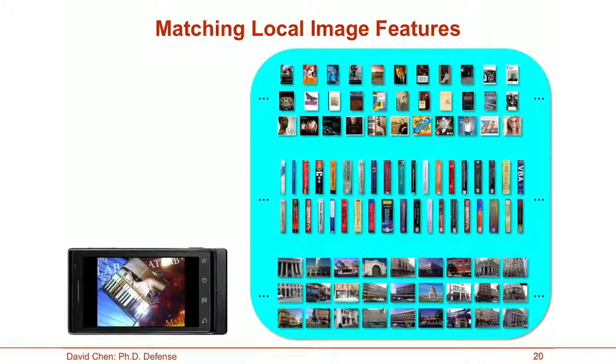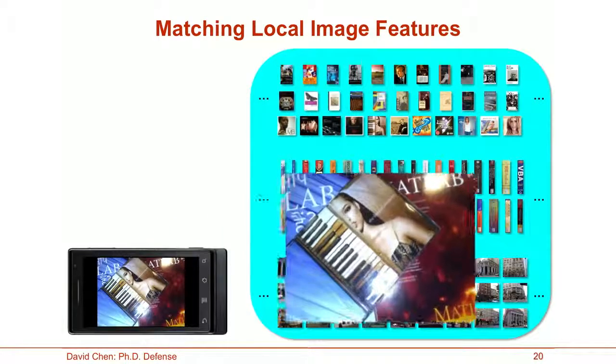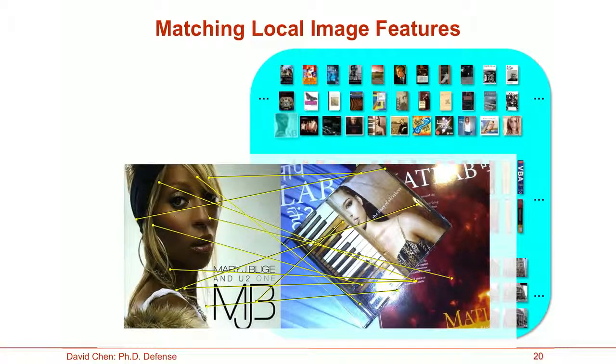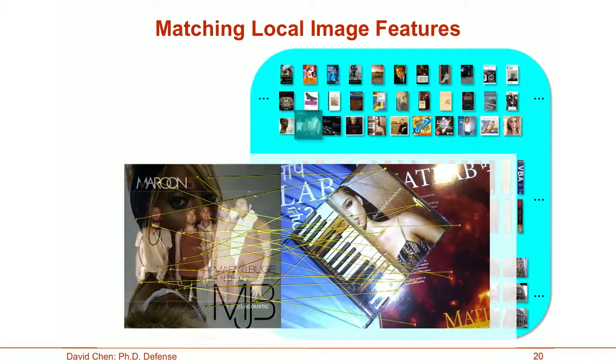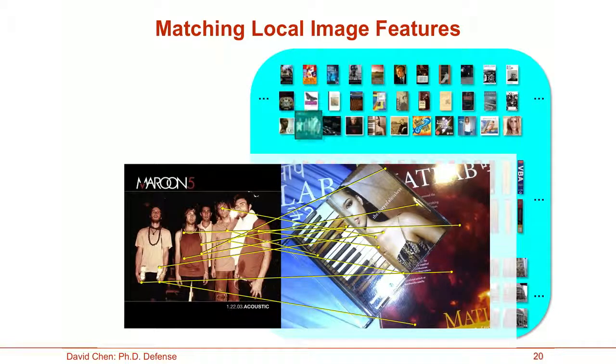Once we have the local image features, we can use them to match a query image taken by a mobile device against an image in the database. Here, I show an example of the feature matches between a database image and the query image. Because I've chosen the wrong database image, the number of feature matches is very small, and the matches are not geometrically consistent. We'll try another database image.